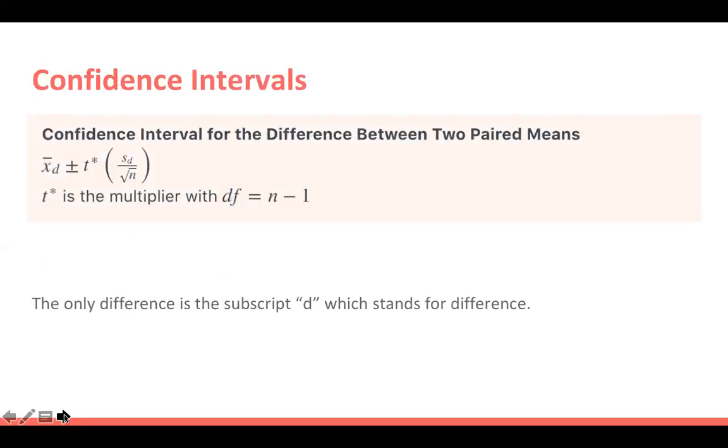So really the only difference here from the one single mean before is that we use the subscript d here, which stands for difference between the two proportions. So for example, for our x bar sub d, we would be taking the difference between x bar 1 and x bar 2, and we would be using that in our confidence interval formula. And then the same thing with the standard deviation in the standard error numerator. We'd be taking the difference between standard deviation 1 and standard deviation 2.